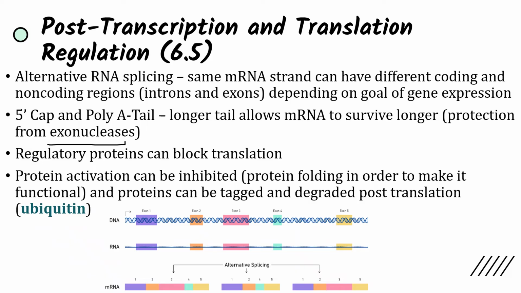And after translation, protein activation can be inhibited because, of course, in order to activate the protein, folding must occur. So we have to achieve that secondary, tertiary, and potentially quaternary structure for that protein in order for it to be functional. So if the folding is inhibited, then the protein will no longer be functional. Additionally, even after the proteins have been folded and activated, they can be tagged with a substance known as ubiquitin, and that's like a signal that the protein needs to be degraded.